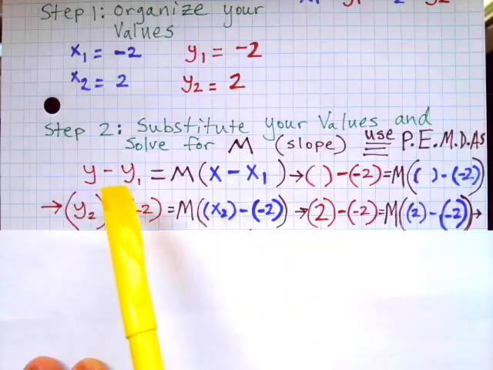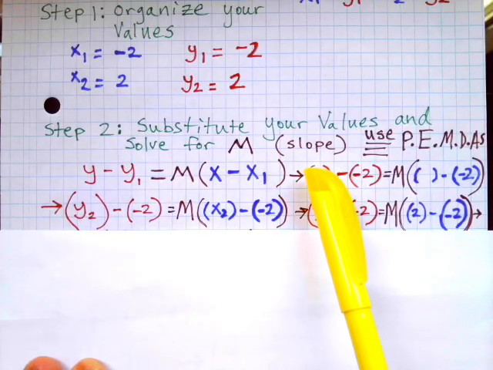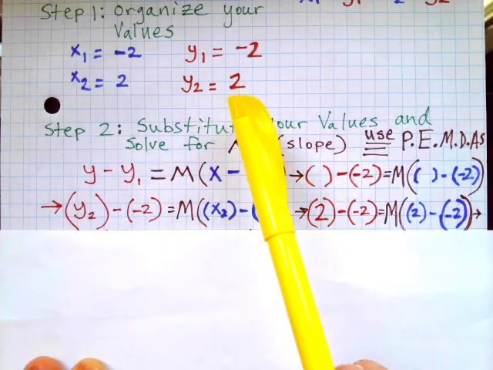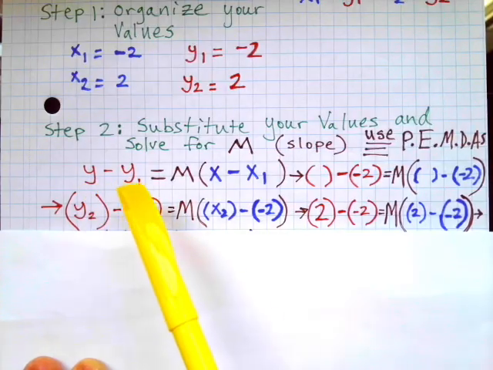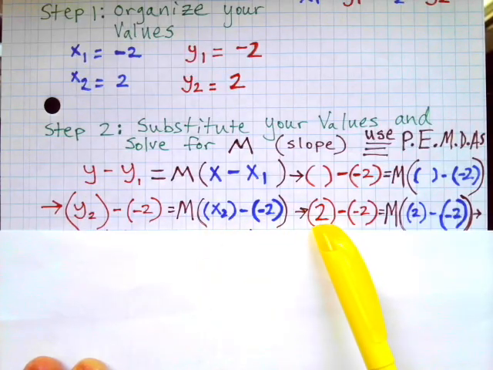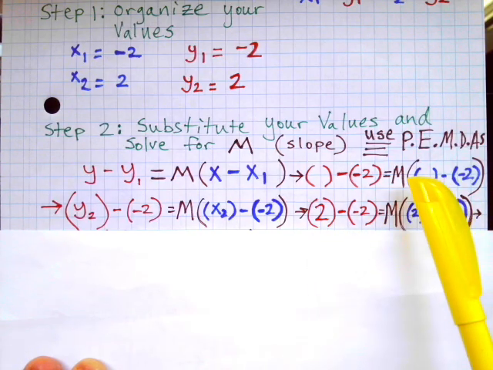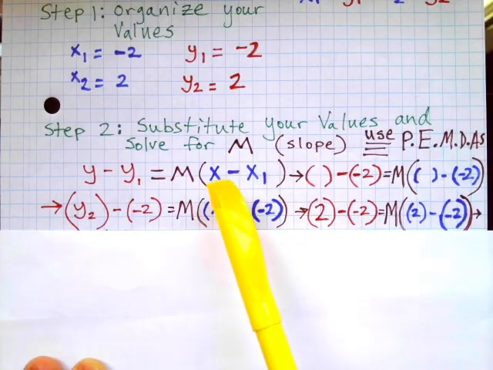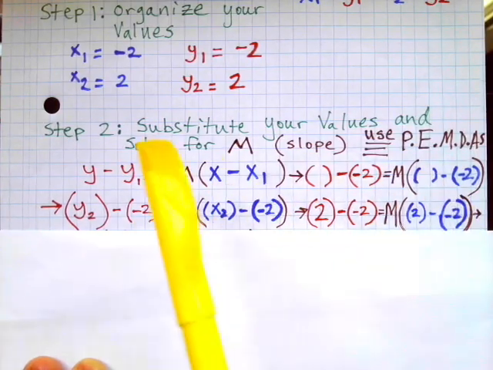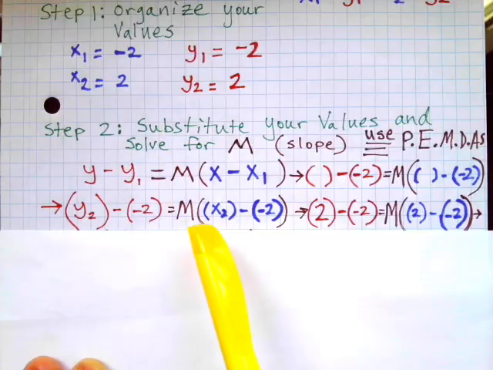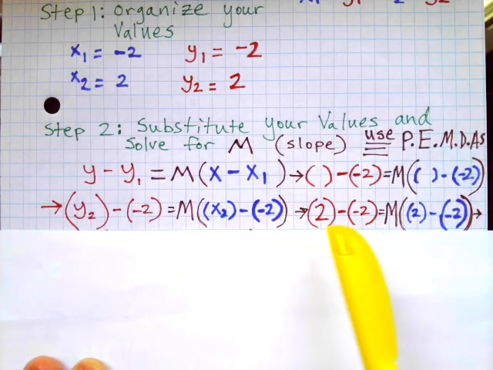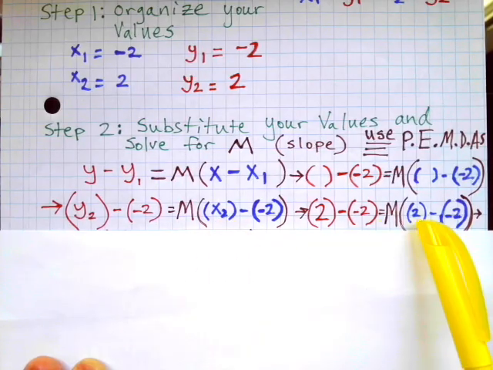So here, I'm still missing that y2 value. Up here, my y2 value is 2. So where you see this y, I'll substitute my y2 value. All right, I'm still missing my x or x2 value. I look up here, my x2 value is 2. I'll substitute 2 where I see that x2 value.